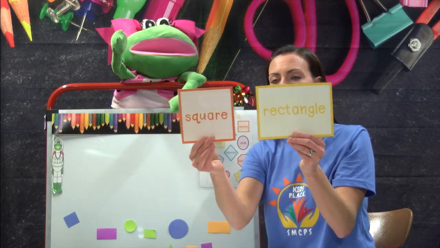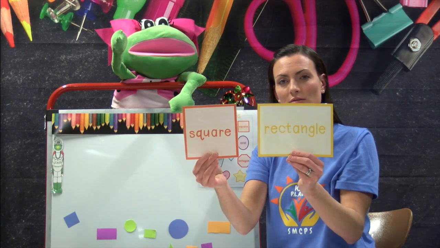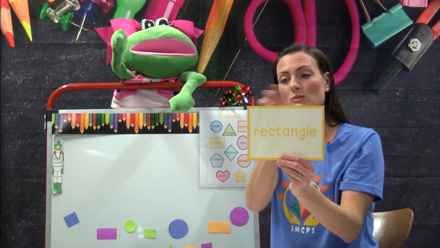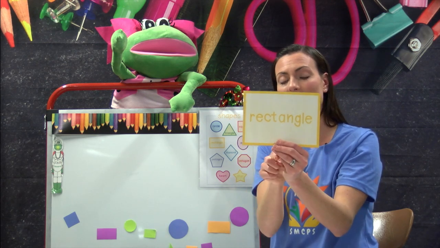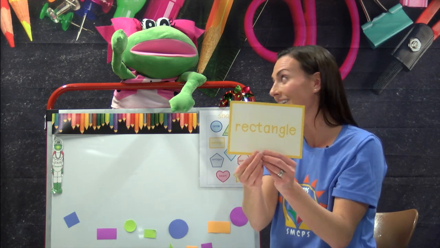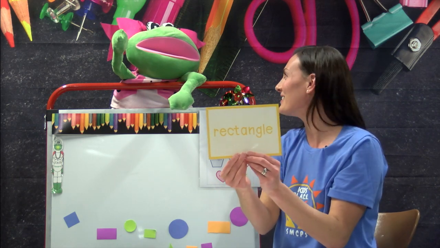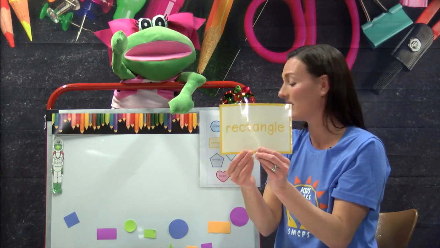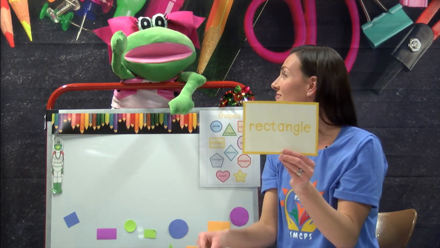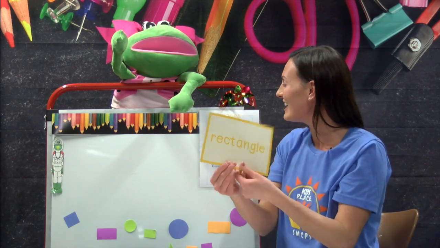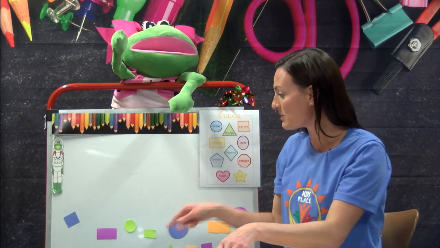Let's take a look. Can you tell what the difference is between these two? If we look really closely, this one has 2 sides that are longer and 2 that are shorter. Franny, do you know what we call this one? This is tough. It is really hard. Is it a rectangle? It is a rectangle. Great job, Franny.